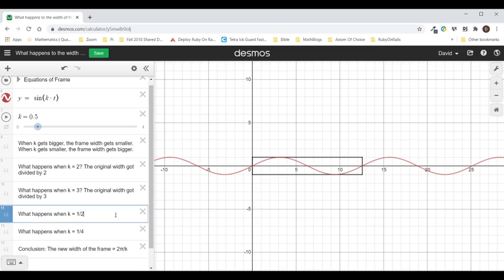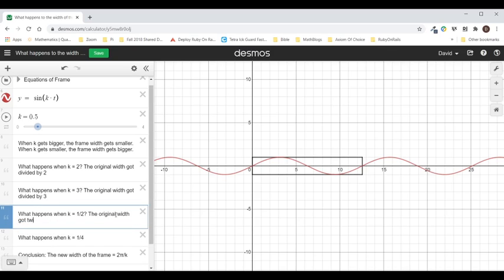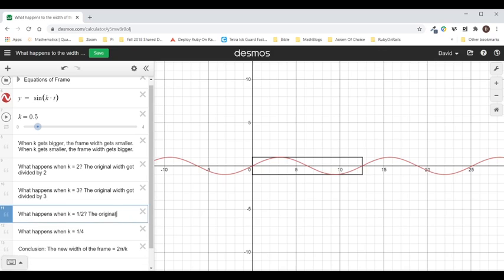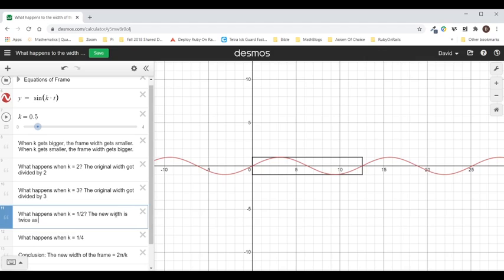So that's what I'm going to write down here. Yes, the original width got twice as big. I think we could say that now. How about this? The new width is twice as big as the original. I like that better.